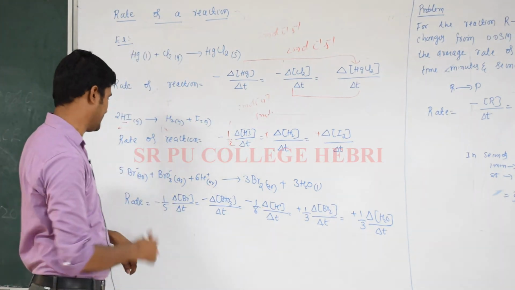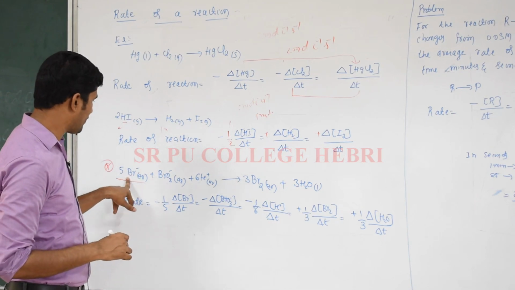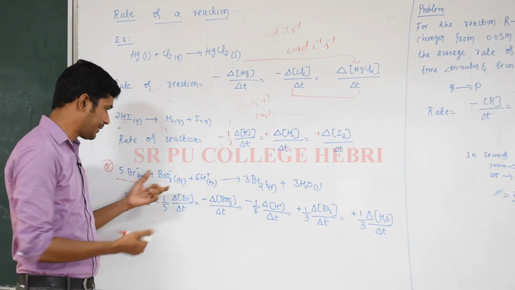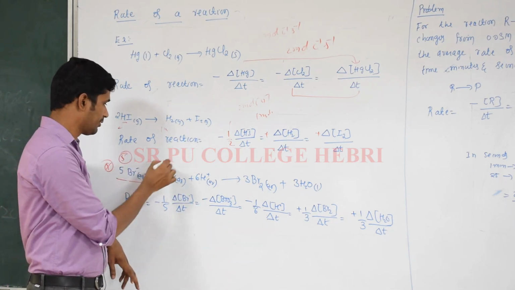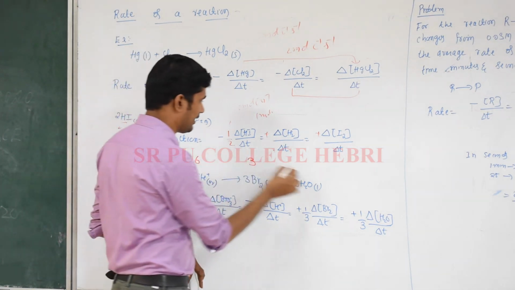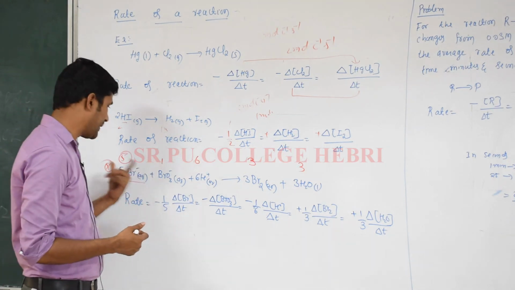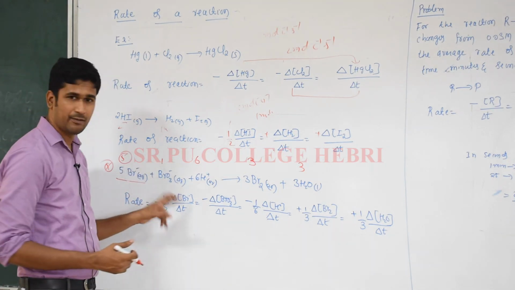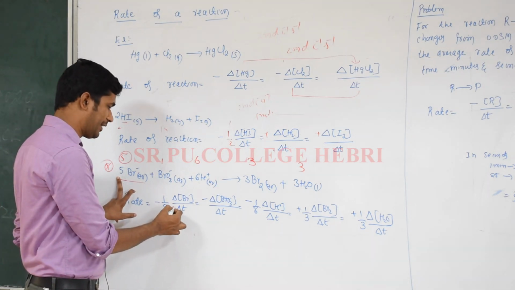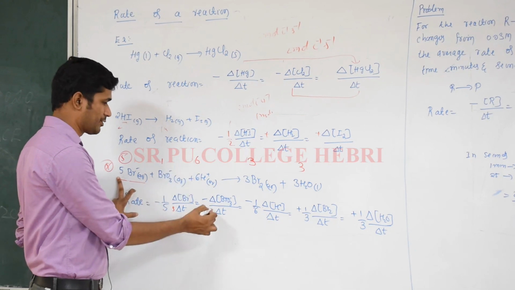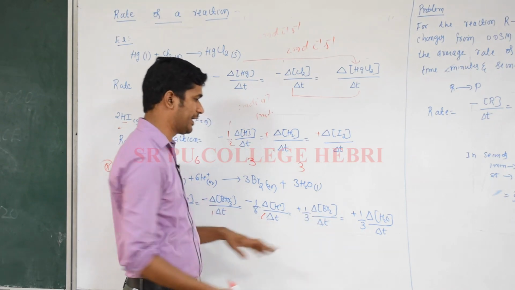Okay, one more example. This is important. They will ask it for 1 mark. 5 moles of bromide ion reacts with BrO3 minus aqueous and 6 H plus. Here the coefficients are 5, 1, 6, 3, 3. What do we have to do? First you write the rate for this Br minus, bromide: minus delta Br minus by delta T. Now you divide this rate by 5. For this one, it has 1, so 1 delta T. Here it is 6, so 6 delta T. And 3 delta T, and this is also 3 delta T.